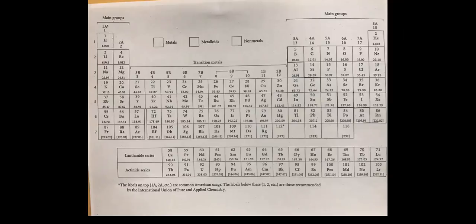Now, the outermost orbital level is called the valence shell, the valence electron shell. And so, for example, with n equals 1, the only shell present is the valence shell because that's the outermost. However, when you go to n equals 2, you have an outer shell and an inner shell. So that outer shell, that n equals 2, is your valence shell.